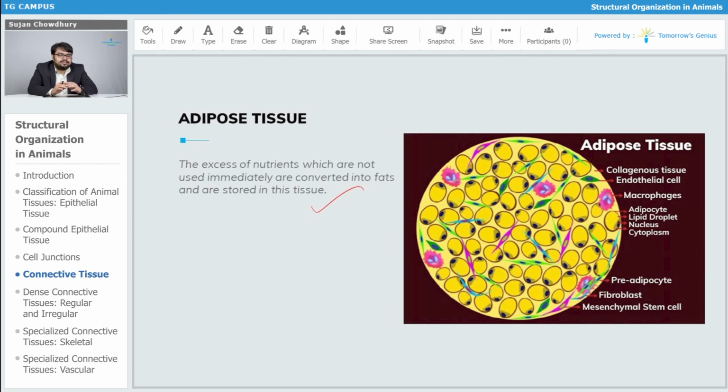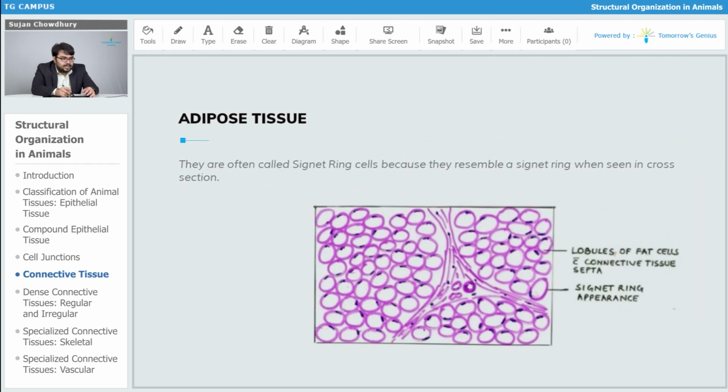And how are these fat globules being produced? The excess of nutrients which give us energy, when they are in excess and not being used up, are converted into fat and are stored in the adipocytes. They are often called signet ring cells because they resemble a signet ring when seen in cross section.